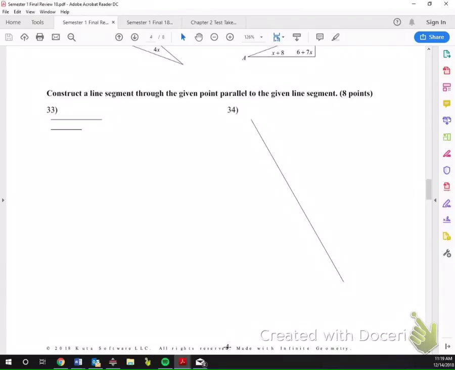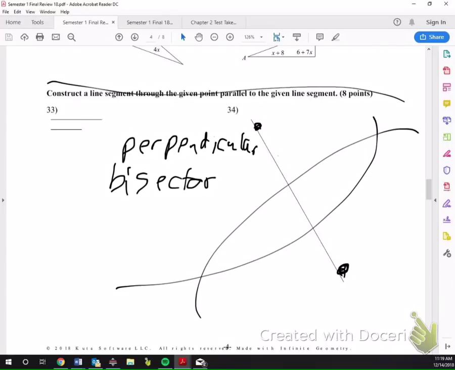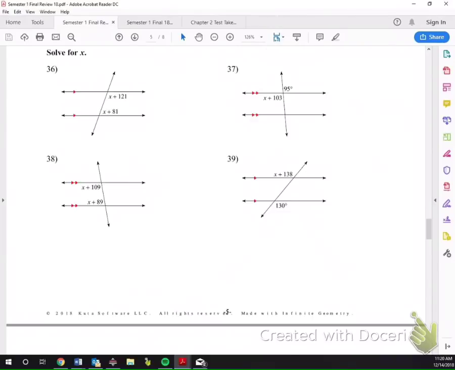And remember, with a perpendicular bisector of that segment, what you want to do is have 2 points on there. Open your compass to more than halfway. Draw one arc. Switch the compass over to the other point. Draw the second arc. And then combine the two. And that's going to give us a perpendicular bisector of the line connecting the 2 points.